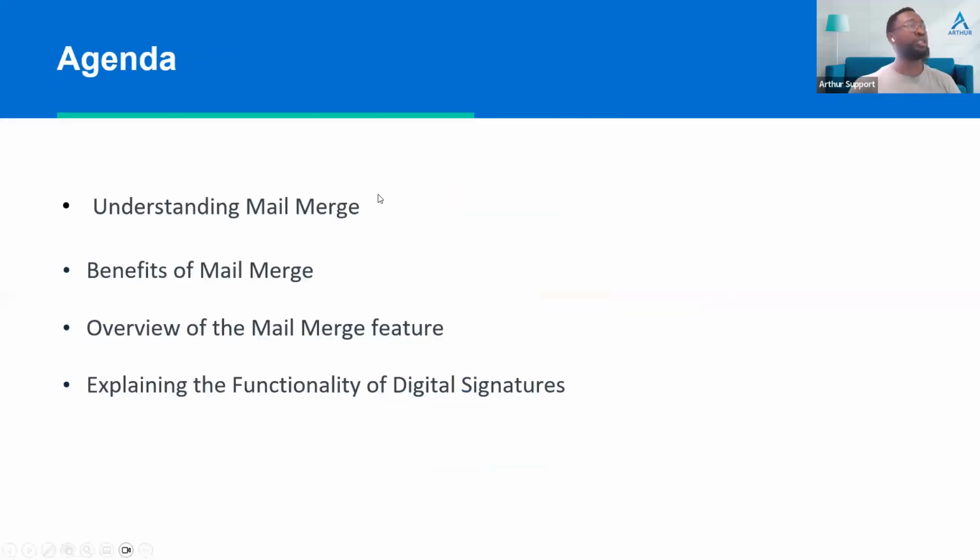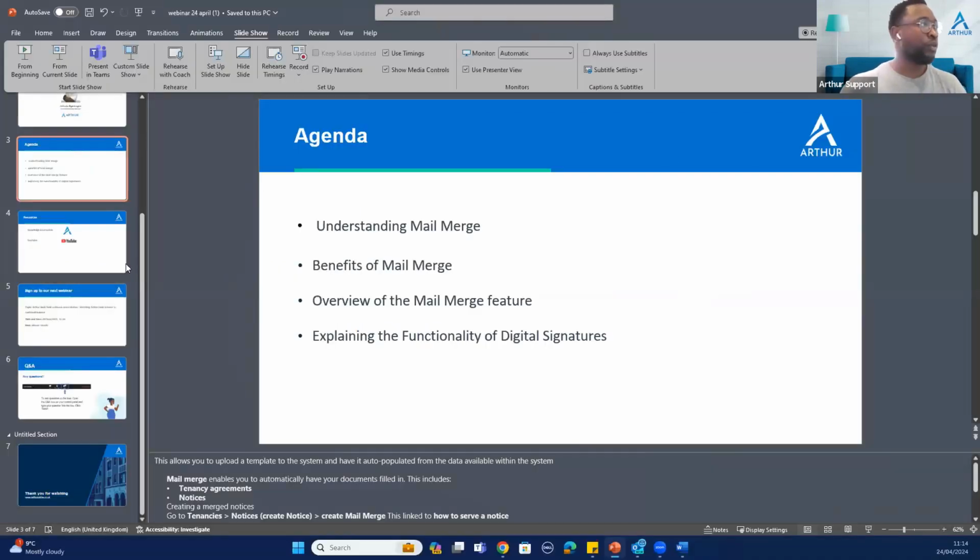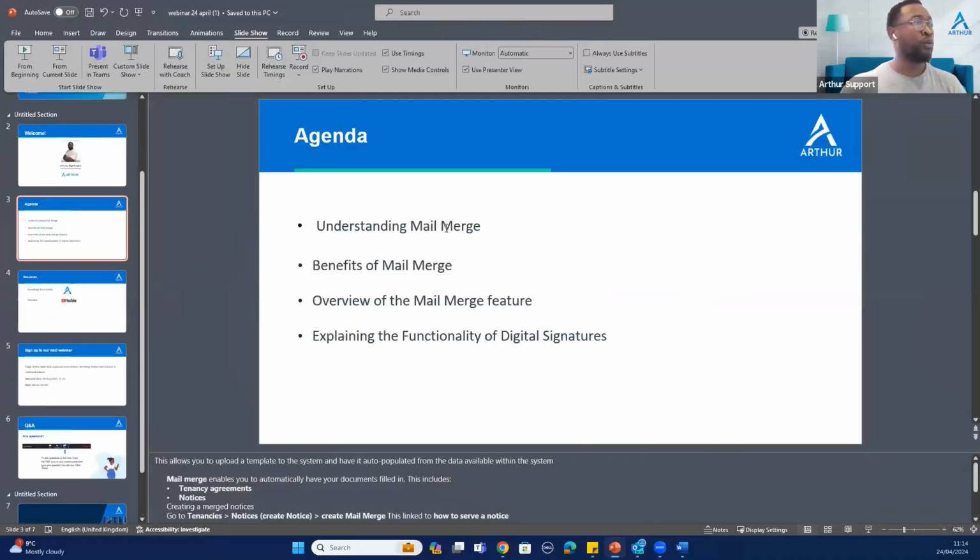So that's how that works in regards to an overview or understanding of how to process a mail merge on Arthur. Right, so what we're going to do now is a little bit of a poll. I just want to have a little bit of an understanding of how you guys see this feature.